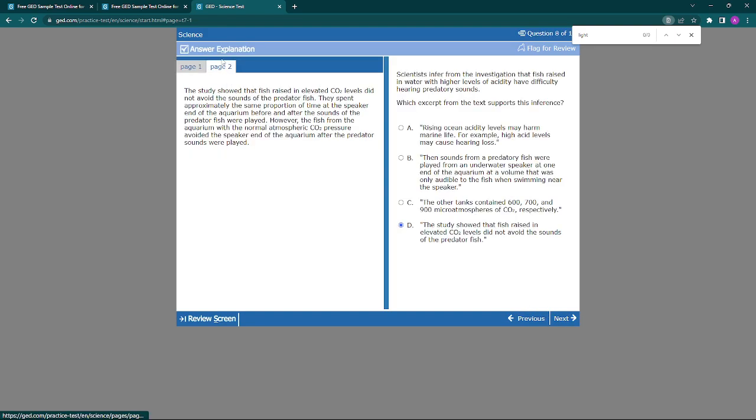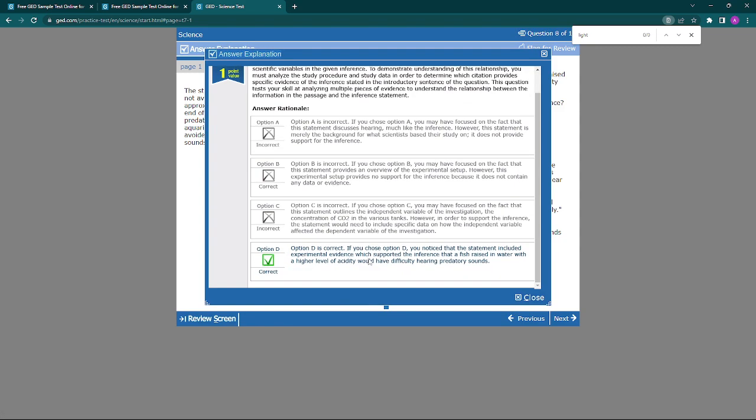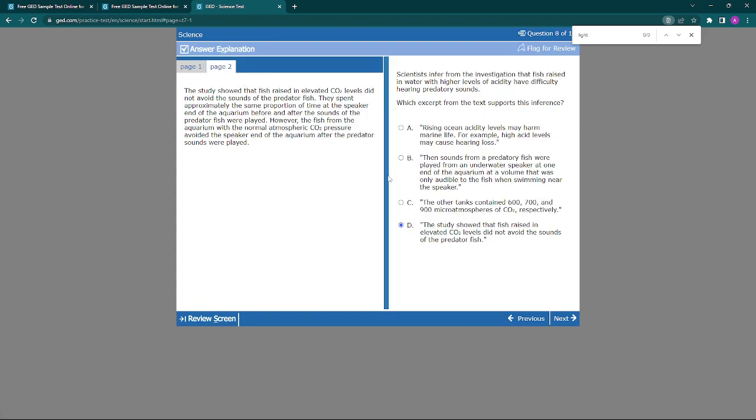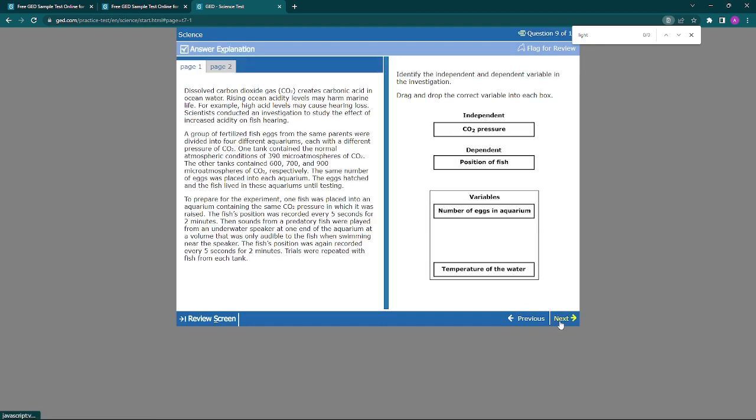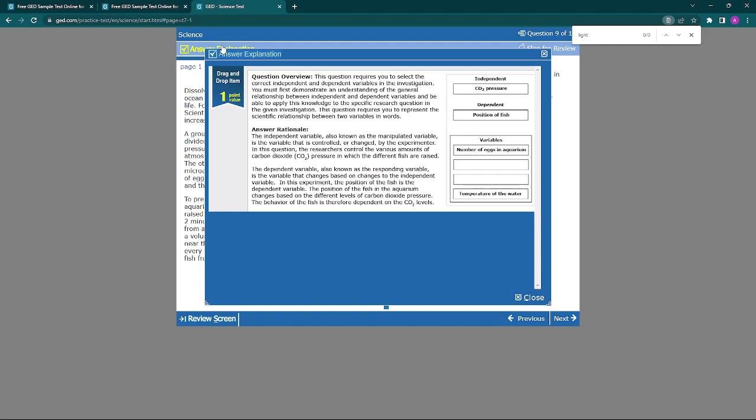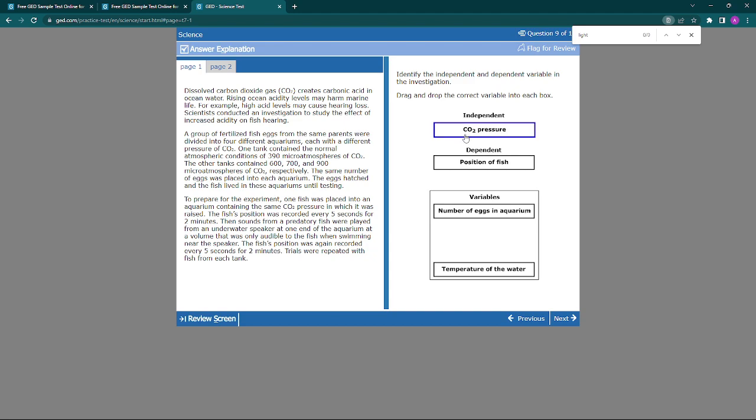Okay, and then this one. So D, if you chose D, you notice the statement included experimental evidence which supported the inference that a fish raised in water with a higher level of acidity would have difficulty hearing predatory sounds, which we proved with all 3 of the other fish didn't hear anything. So we got that. That's still just 1 point. And this one, 1 point, and it's CO2 pressure and position of fish. So we were at CO2, yep, because that's independent, and it changes. So we're changing the pressure in each tank to reflect acidity from increased levels of CO2.